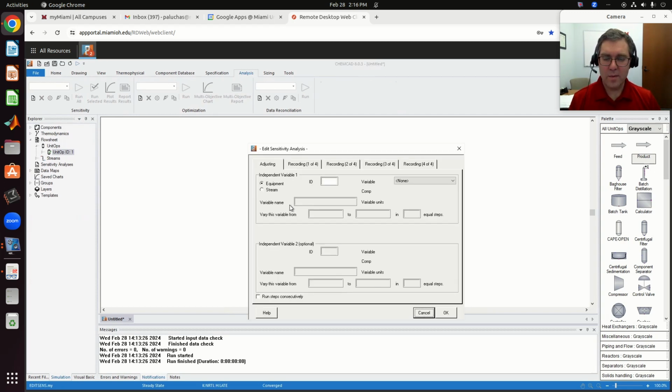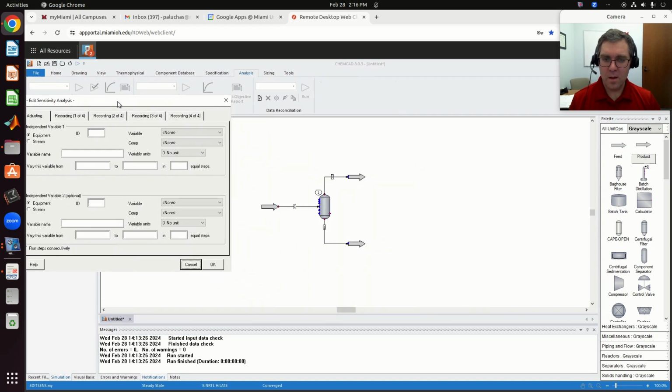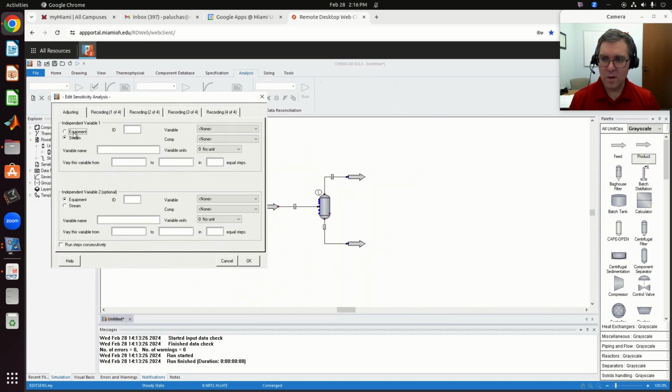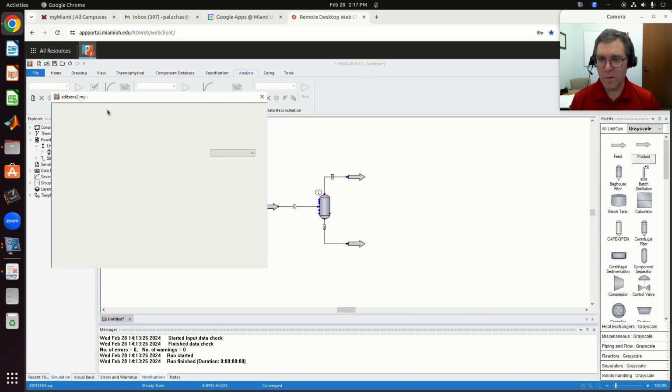I'll call it frac vap, so fraction vaporized. What I want to change is equipment 1, parameter 1, and the parameter is V over F. There's no component I need to specify, and there are no units. I'm going to vary this from 0.2 to 0.8, and let's do 11 steps. Okay, great. And what do I want to record?